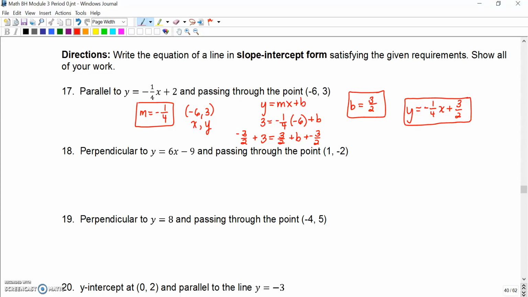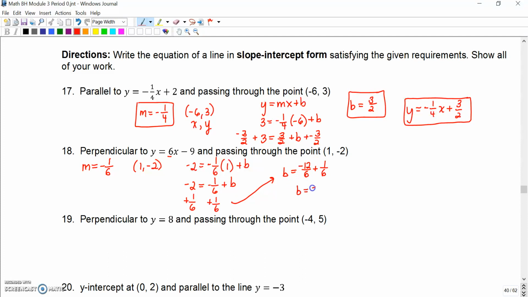Number 18, we're going to build an equation that's perpendicular, which means we're going to take the current slope and do the opposite reciprocal. On every problem, they give us one other fact about the line, which in this case is that the point we want it to pass through is 1, -2. So we plug this into slope-intercept form again. And so b is going to be whatever -12/6 plus 1/6 is, which means that b is -11/6.